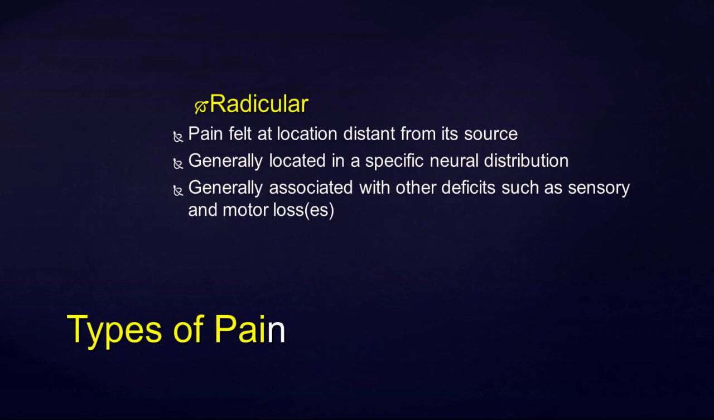Radicular pain is also pain felt at a location distant from its source, but it's generally located in a specific neural distribution, and generally associated with other deficits such as sensory or motor losses. So people that have sciatica, it's pain that goes in the sciatic nerve distribution. I know you talked about dermatomes and some peripheral nerve distributions a little bit in tests and measures this summer. And so the difference between radicular and referred pain: radicular, there is a specific neural distribution associated, and referred pain, it's just in another location besides the source of the pain.